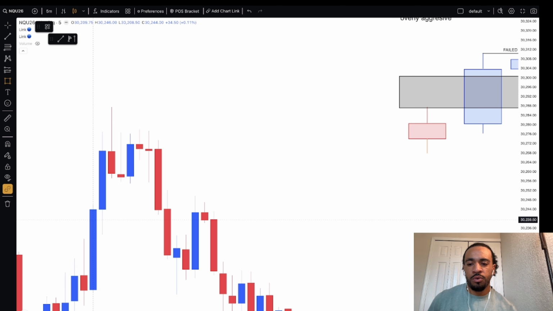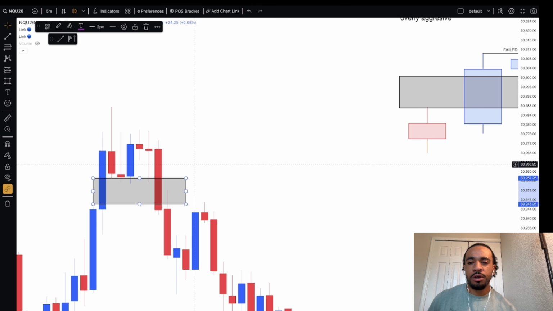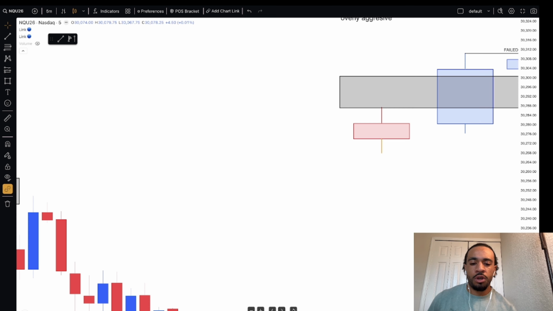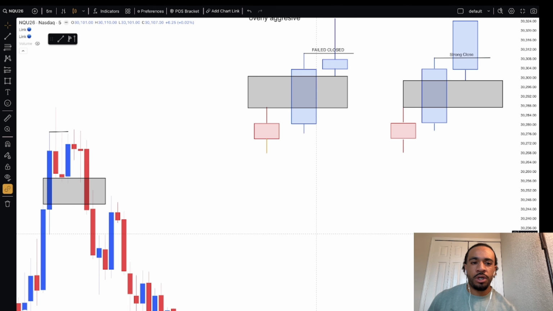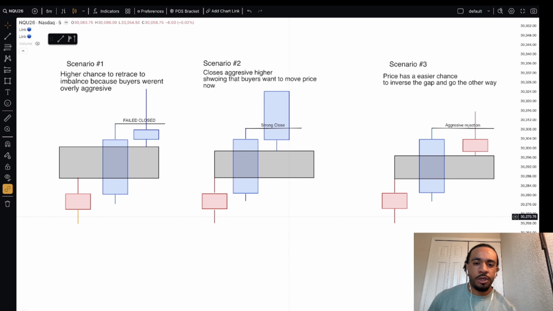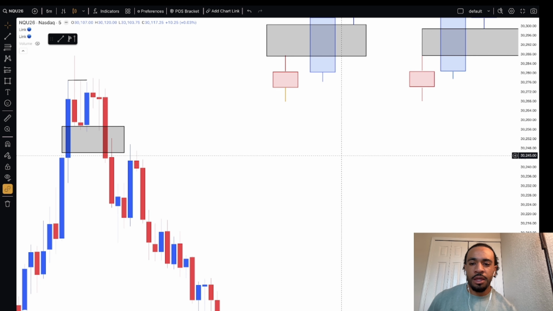Here's the first example, a 1, 2, 3 three candle pattern. Look how the third candle rejected aggressively off the second candle. What does that mean? That means that when it retraces, it has an easier chance to inverse it and take it to the other direction. Now let's scroll over and see which one that was. That was scenario 3. Now let's find another example of that.